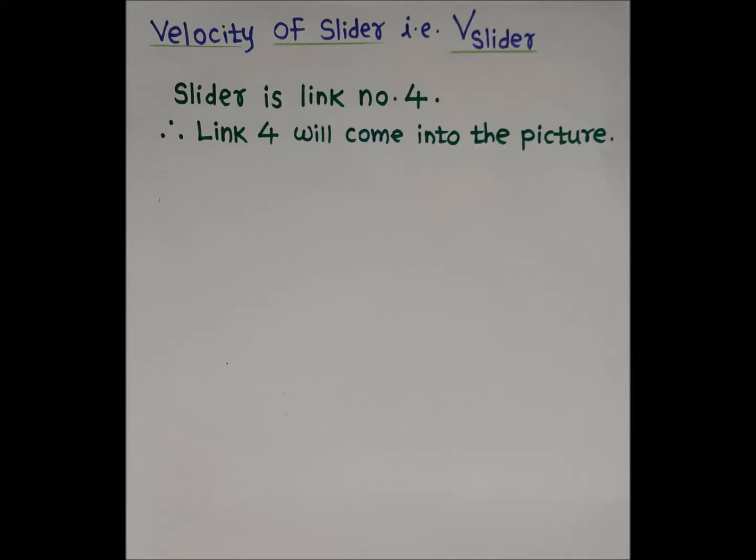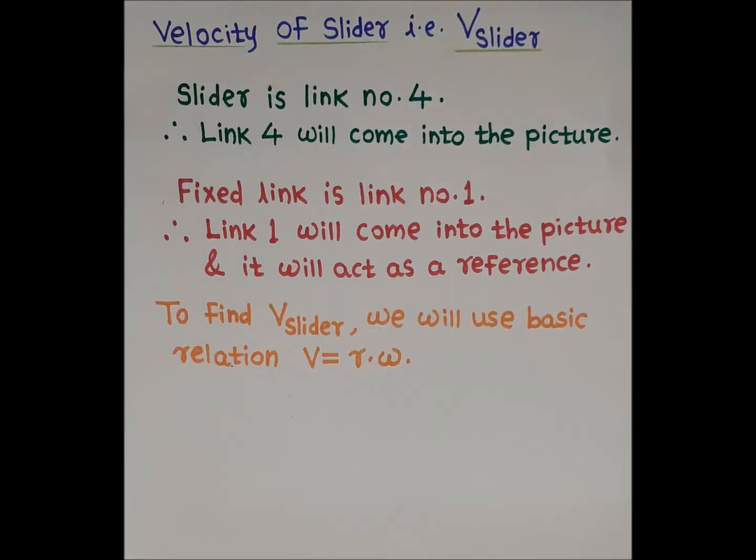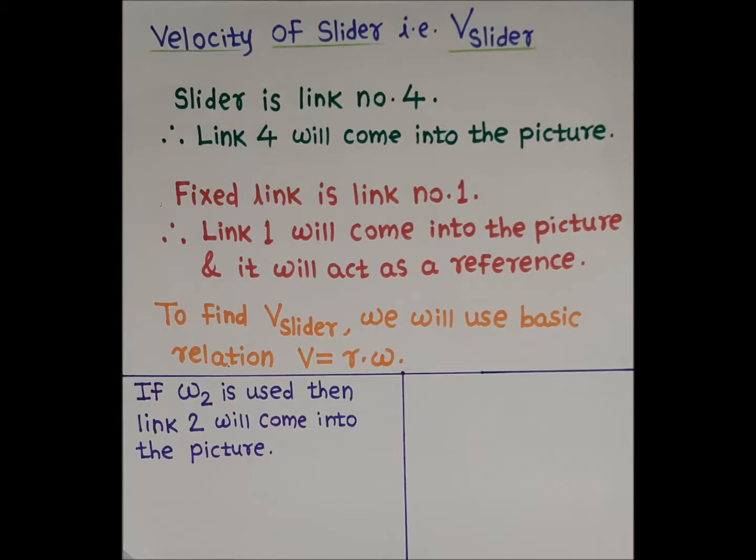Now we will find the velocity of the slider, that is V slider. The slider is link number 4, hence link 4 will come into the picture. The fixed link is link number 1, therefore link 1 will come into the picture and it will act as a reference. To find V slider, we will use the basic relation v is equal to r omega. If omega 2 is used to find the velocity of the slider, then link 2 will come into the picture.